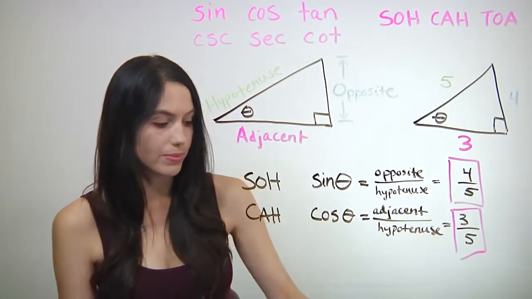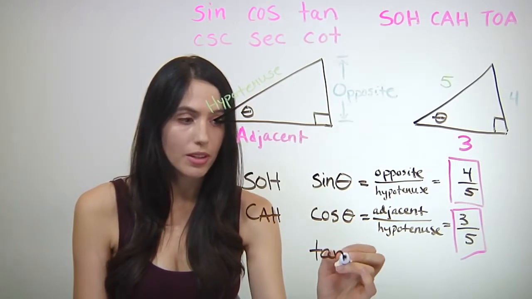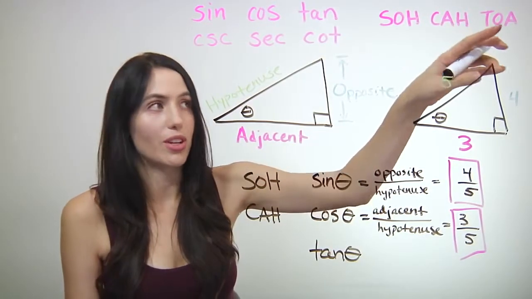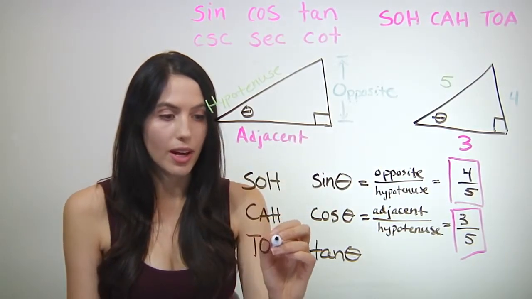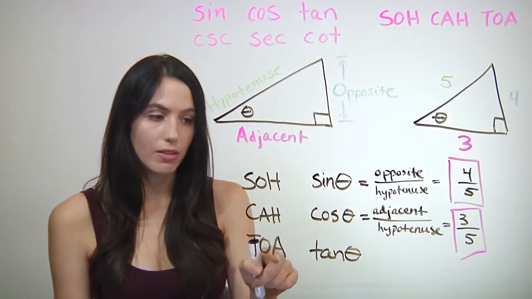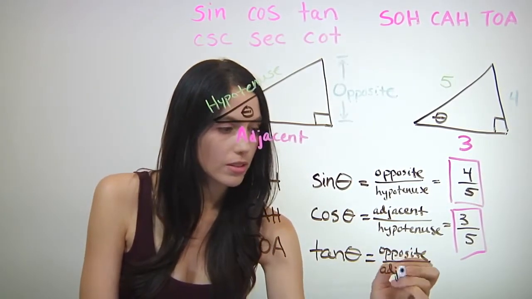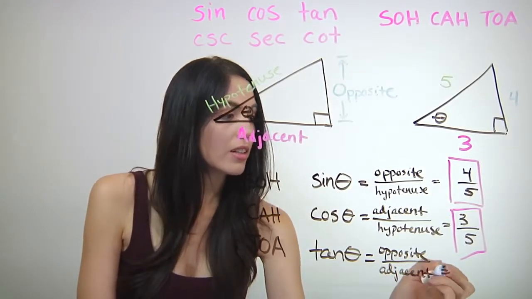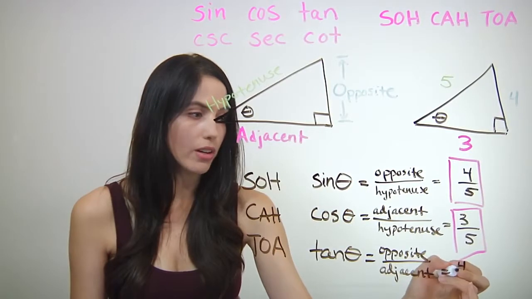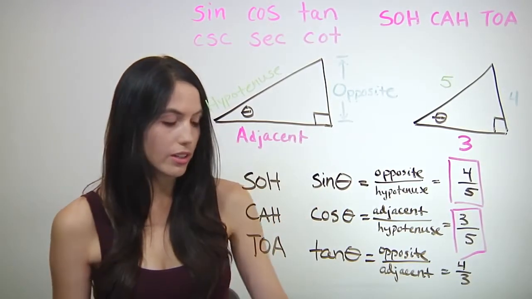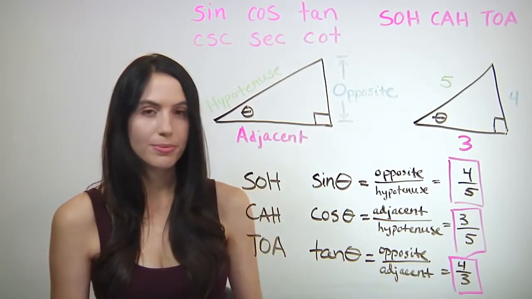And then finally, if you have to find tangent of theta, just remember this part of the name SOHCAHTOA, the TOA part, TOA, so tangent equals opposite over adjacent. The opposite side in this triangle is 4, and the adjacent side is 3. So you have 4 over 3. So your tangent of theta equals 4/3.